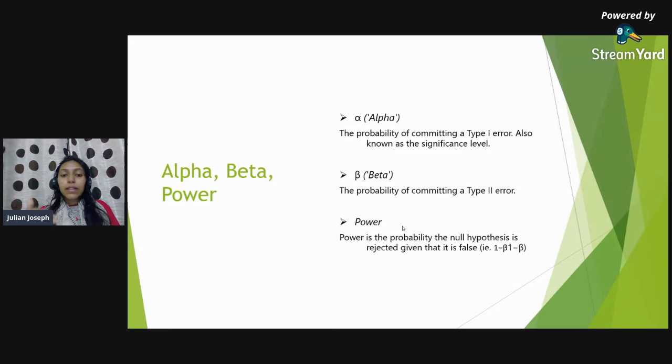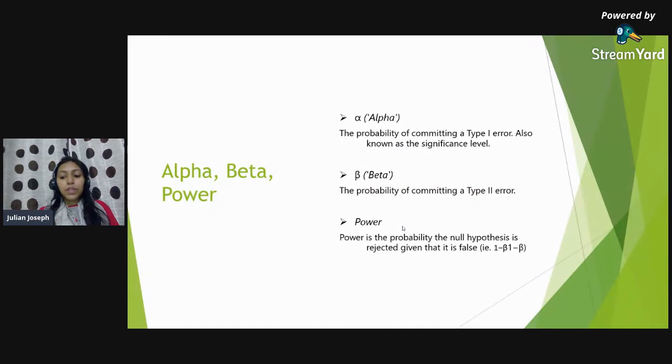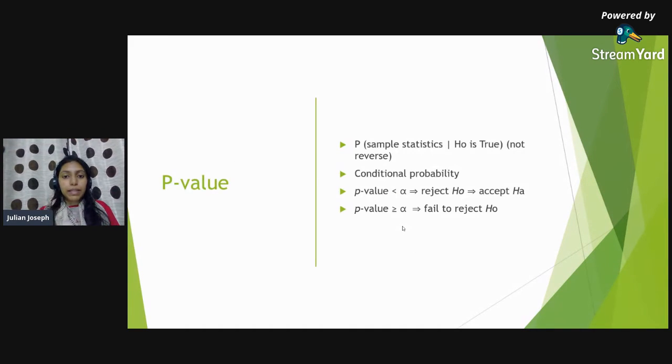Now, beta is called the probability of committing the second error, the type 2 error, and power is going to be the difference, 1 minus beta.